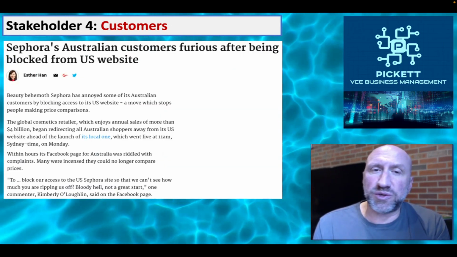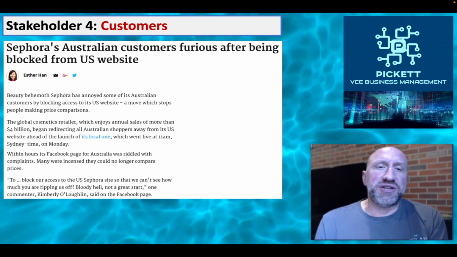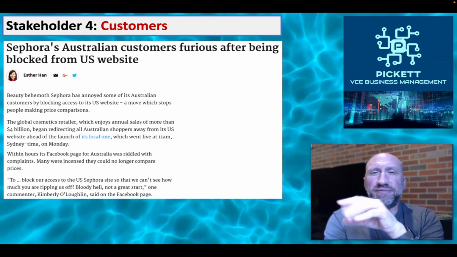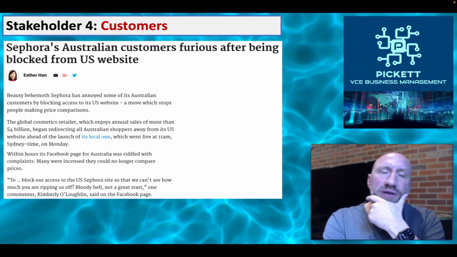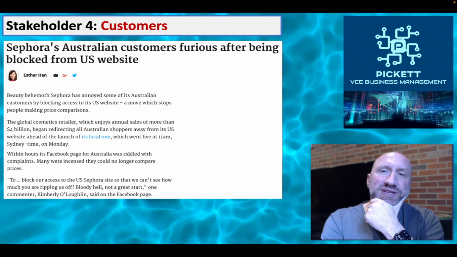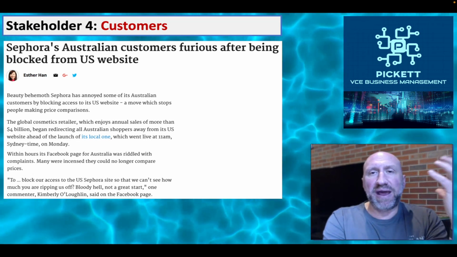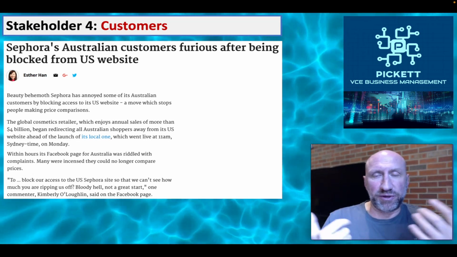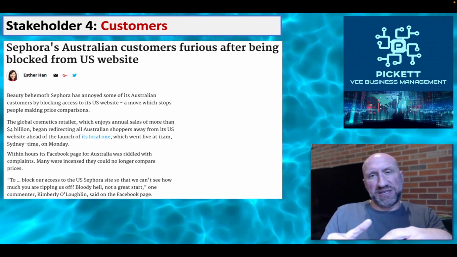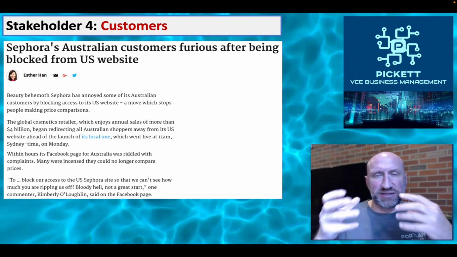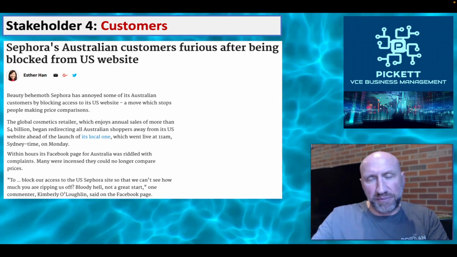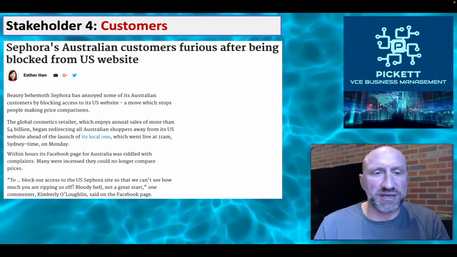Sephora. This again was also a few years ago now. There were a few other businesses which came up against a similar problem. So Australian customers were furious after being blocked from the US website. Obviously now in this globalized world in which we live, if a business is operating multinationally, there's the Australian version of their website, the UK version, the American, whichever markets they're operating in.